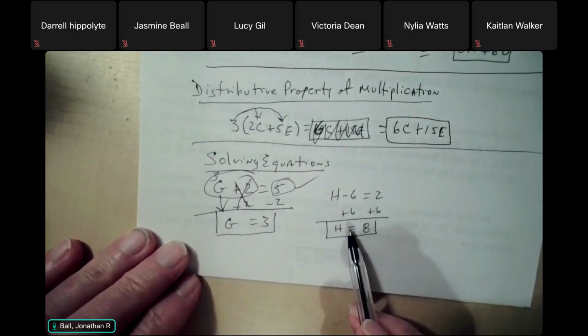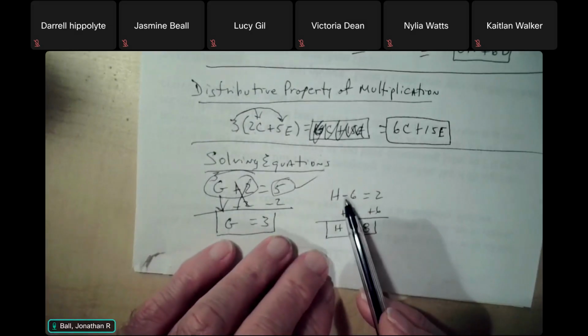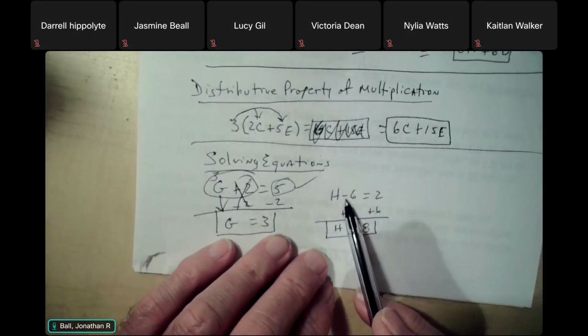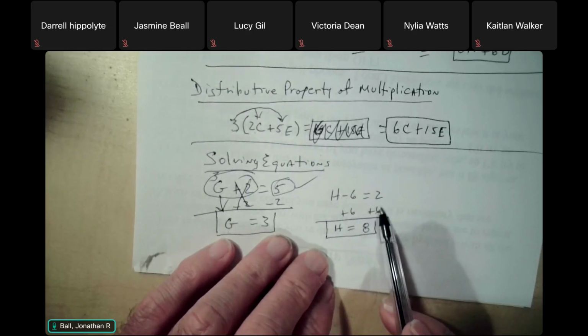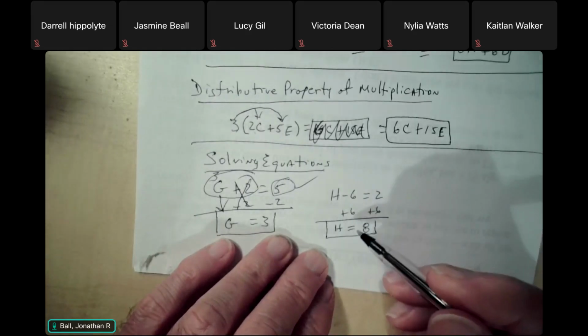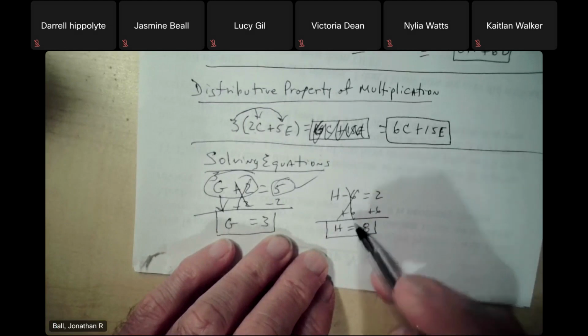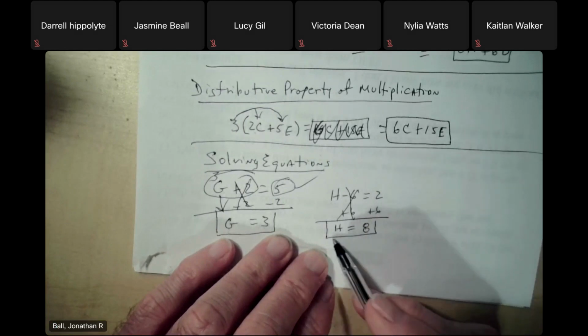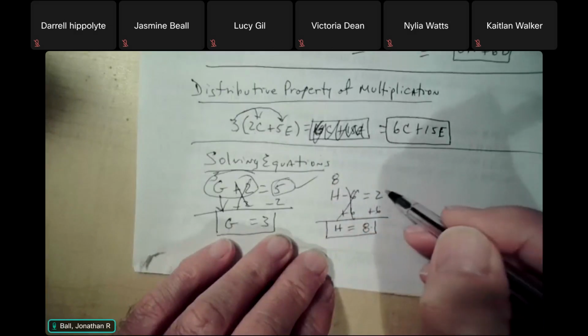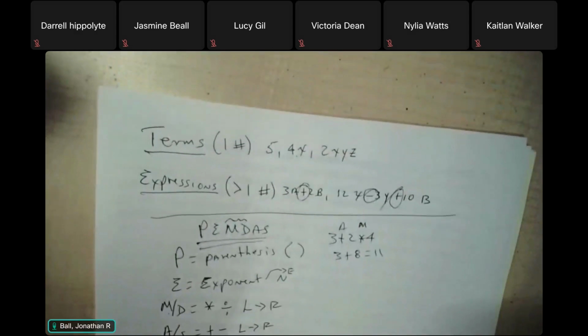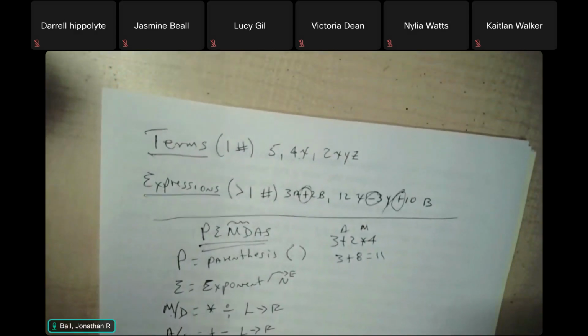Same thing here. The only difference is this one has subtraction. So what's the opposite of subtract? Add. So we're going to add 6 to this side. Whatever you do to one side, you have to do to the other. Okay, so this is gone. And 2 plus 6 is 8. Plug it back in. 8 minus 6 is 2, so we are correct. Everybody okay with this? This is not going away.